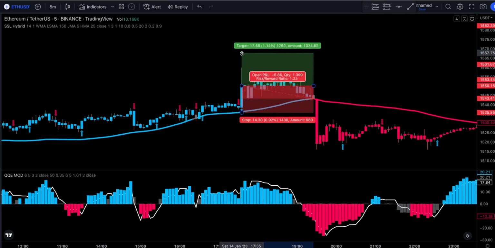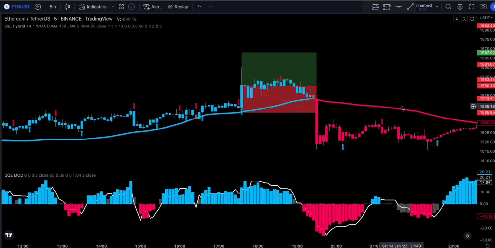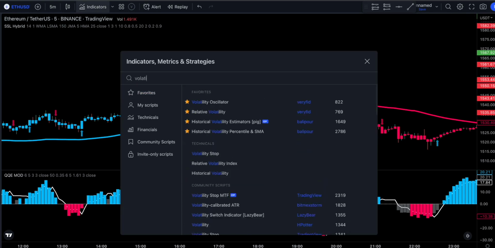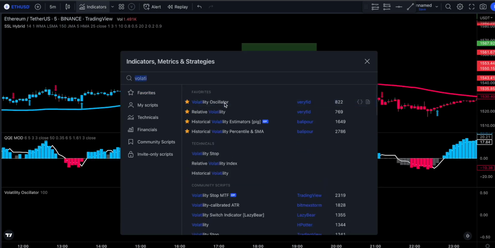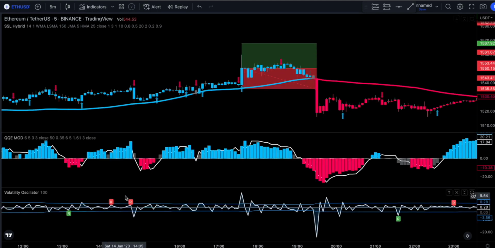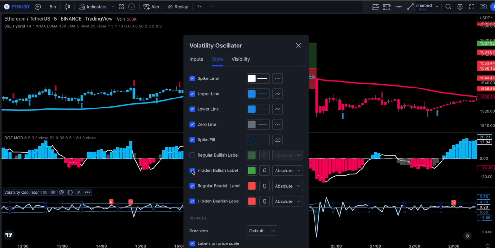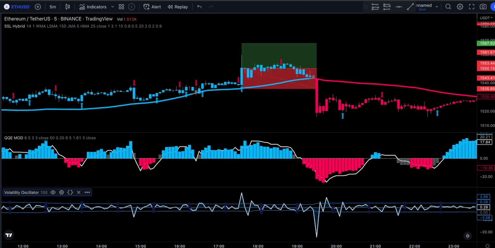So let's add it to the chart and you will see how effective it is. This script is called the Volatility Oscillator, created by VeryFid. Once you've installed it on the chart, open its settings and uncheck some of the options. Now the strategy is complete. Let's break down the exact rules for buy and sell trades.